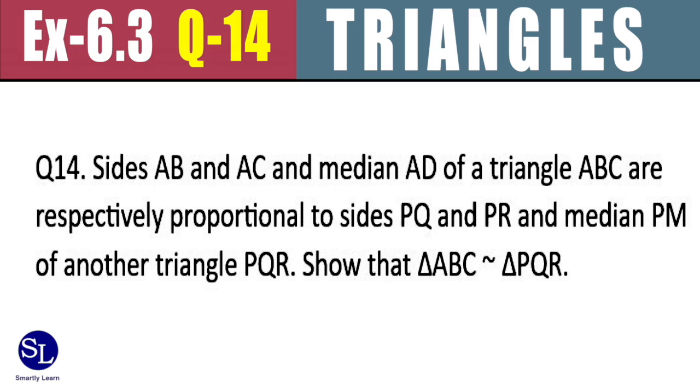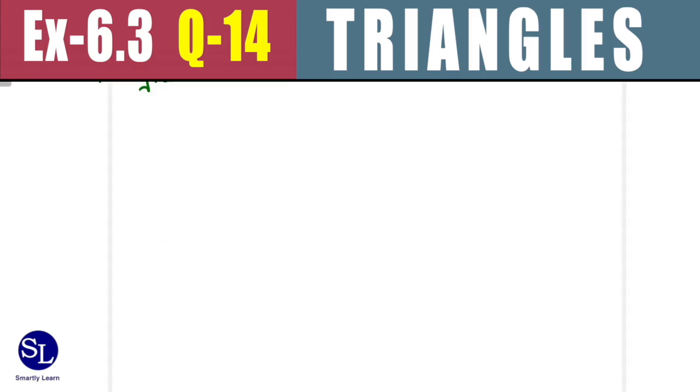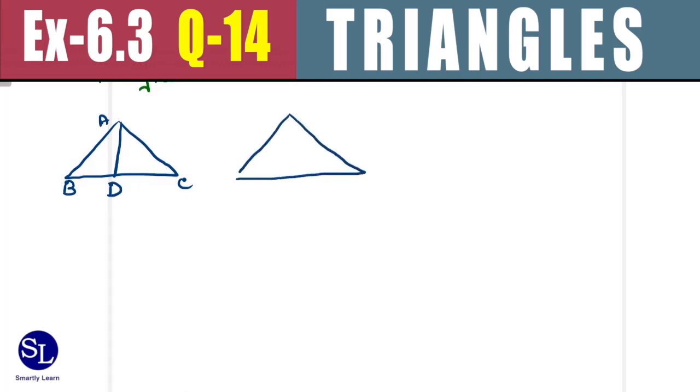So let's draw a diagram for this data. We have to draw two triangles. Let's take the first one, ABC, and then we mark the median, so this is going to be AD. Now the second triangle is PQR, and I'm marking the median as PM.